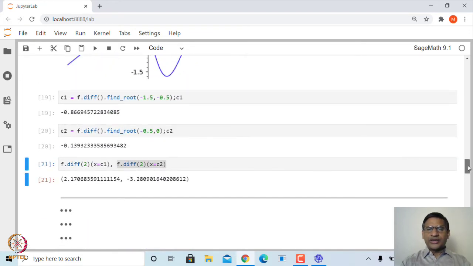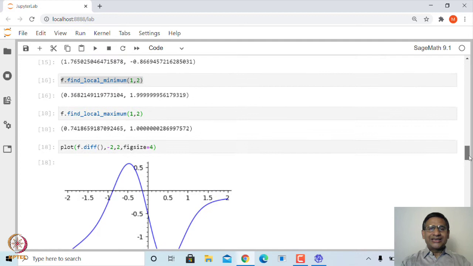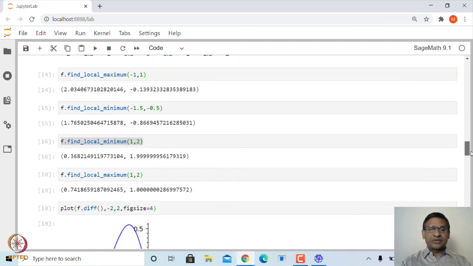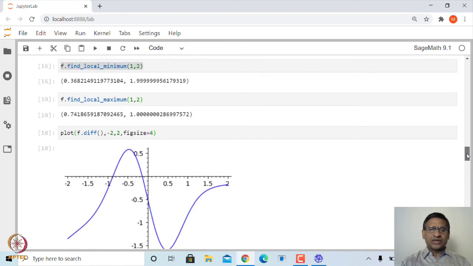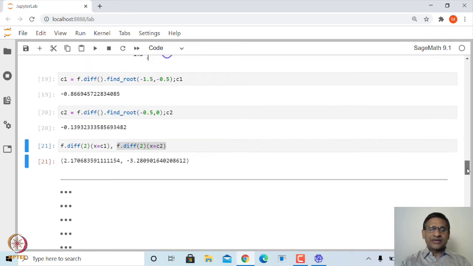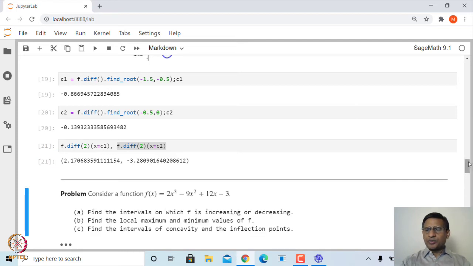So, this is how you can find local maximum and local minimum. In case you have to find the absolute maximum or minimum, you also need to evaluate the function value at the end points along with the local maximum and local minimum, and then compare all these, and then you can find the global maximum, right. Next, let us look at one more problem.